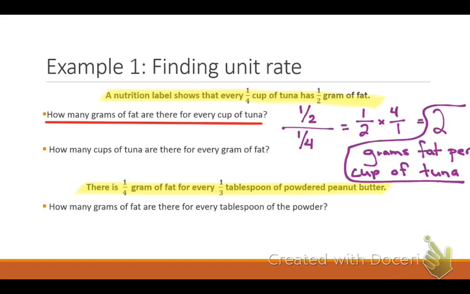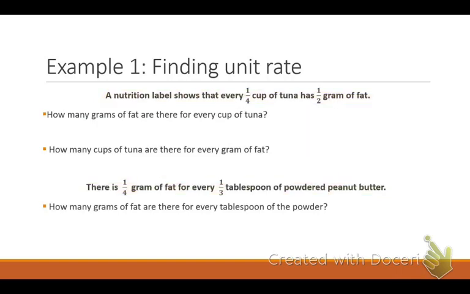Now let's look at the second scenario. So I'm going to have to clear this. Do you guys have this written down? Okay, so now let's look at the second scenario. How many cups of tuna now are there for every gram of fat? So really the only difference here is that I'm switching the order now. Now I'm looking at how many cups of tuna I can eat if I only wanted to eat 1 gram of fat. Guys, that's not realistic, okay?